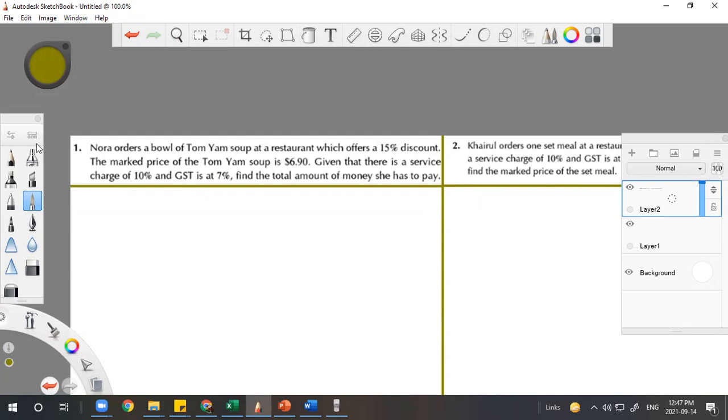Nggak ada ya. Not fully Singaporean, just not full. Okay, continue ya. So let's try to do this question.